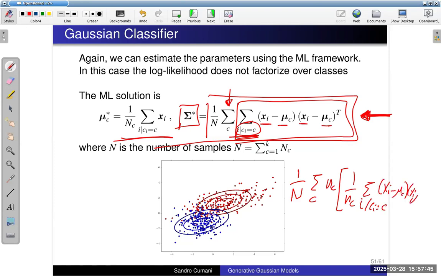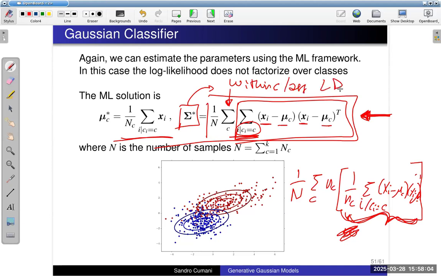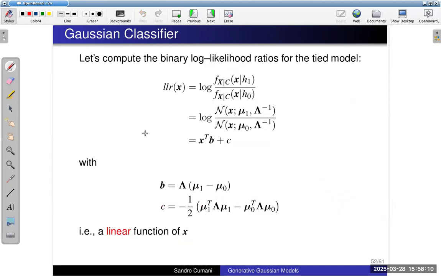I hope that you remember what this is. We call this, well, this is the covariance matrix of one class, and we called this the within class covariance matrix when we were doing LDA. So the solution for the tied model is exactly the within class covariance matrix of LDA.